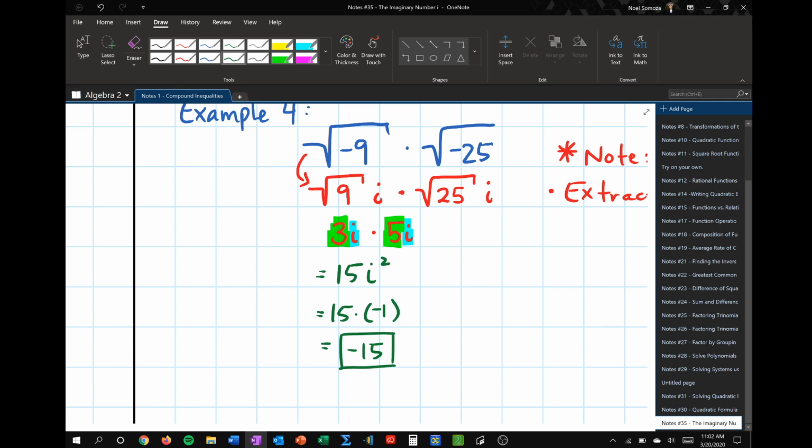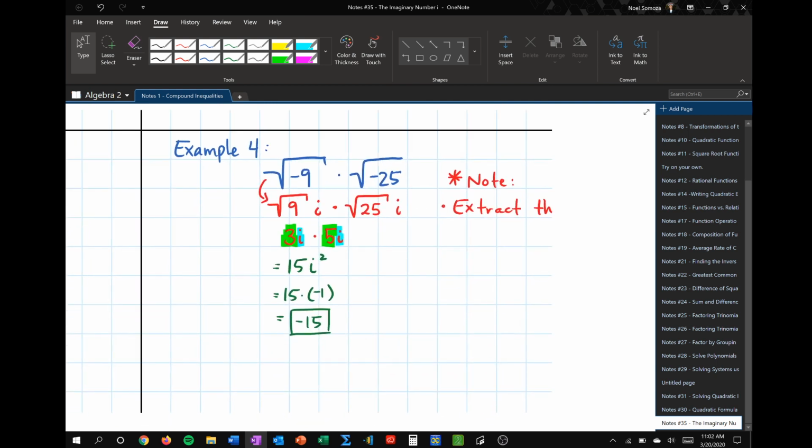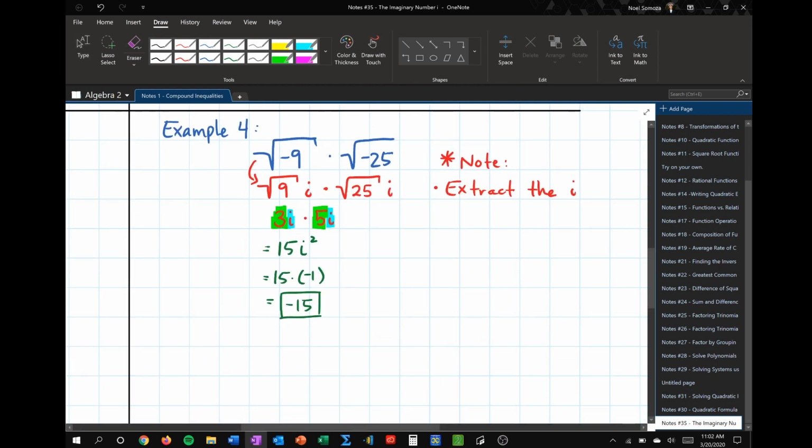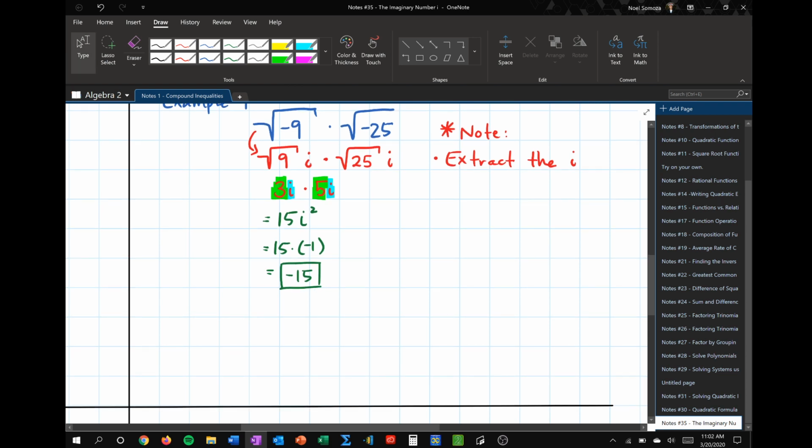Now what would have happened, let's say, if you would have multiplied first? Remember, I told you that you need to extract the I first. This is the correct way to do it. What would have happened if you didn't? Well, let's pretend. Here, I'm going to do it in red. This is the wrong way, but I'm going to show you why it's wrong, because it does lead you to a different answer, but it's a common mistake.